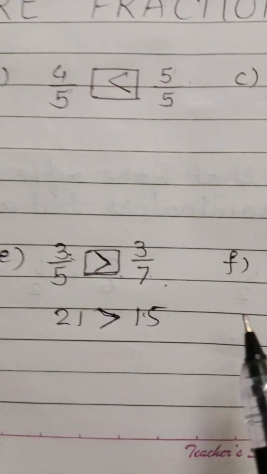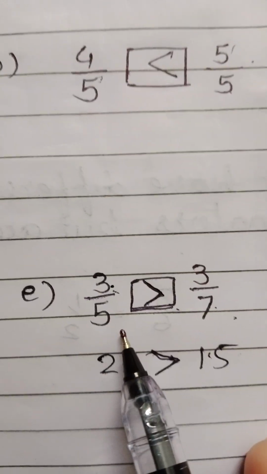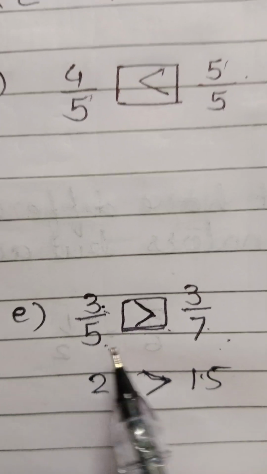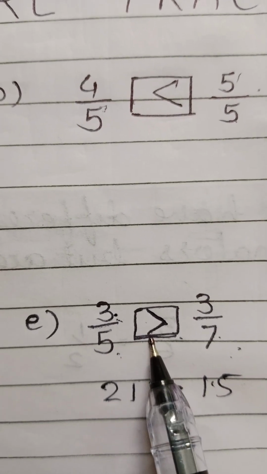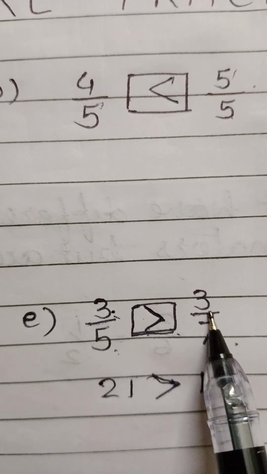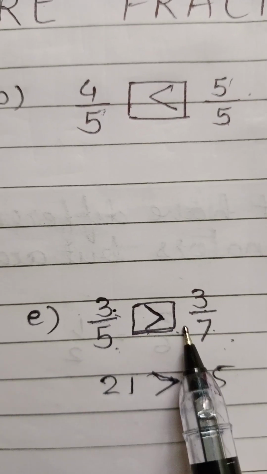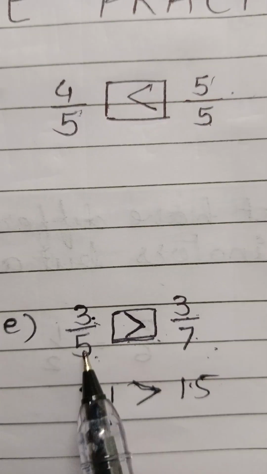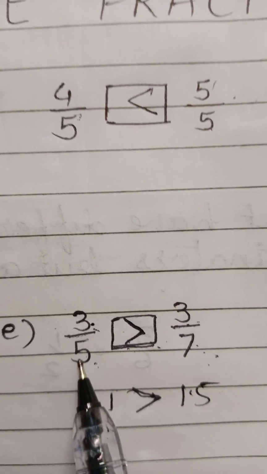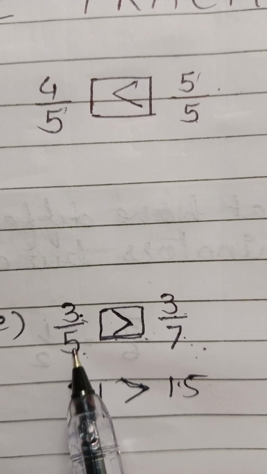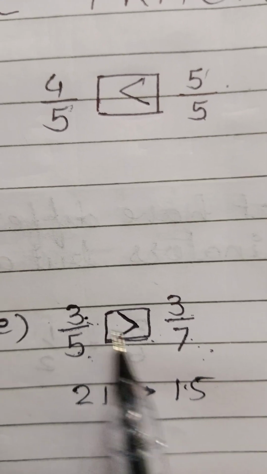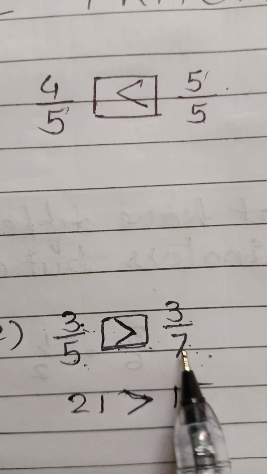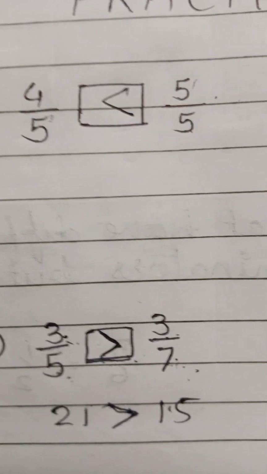But there is a rule also about it. You need to check the denominator. The fraction with the smaller denominator is going to be bigger when the numerators are equal. Whenever you are given fractions and the numerators are the same, you have to check the denominators. Wherever the denominator is smaller, that fraction is going to be the greater fraction than the other one. Here 7 is bigger, so that fraction will be smaller.